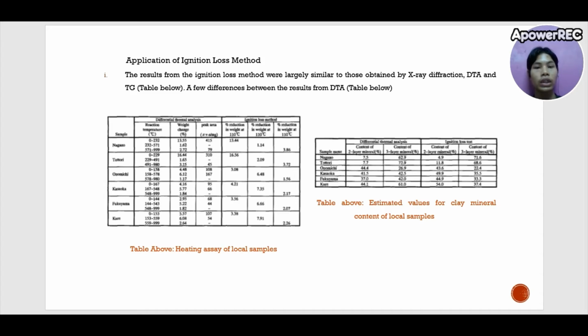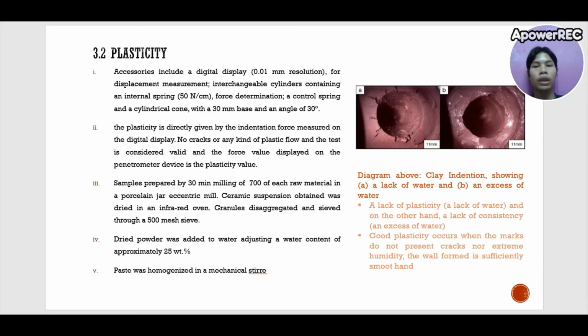Application of the ignition loss method. The results from the ignition loss method were largely similar to those obtained by X-ray diffraction, DTA and TG. The table is below. There are a few differences between the results from DTA. Okay, refer to the table below. So the next one is 3.2, the plasticity.